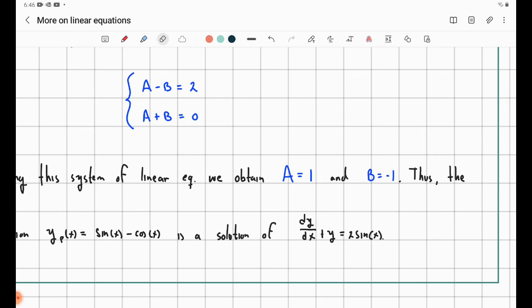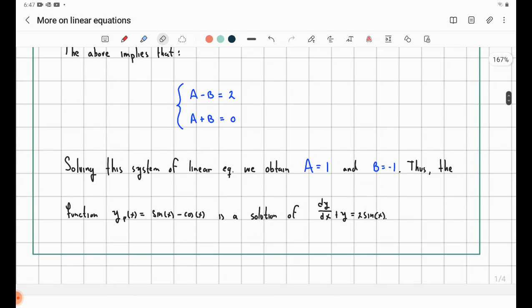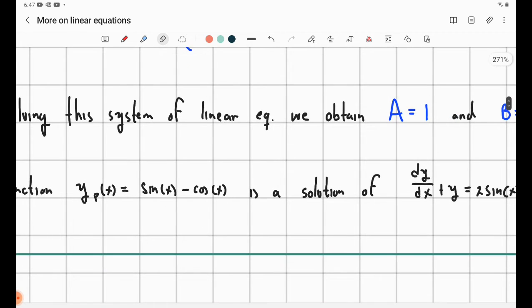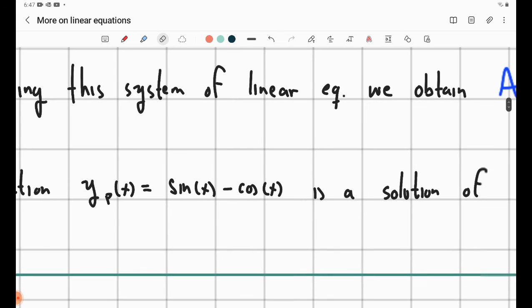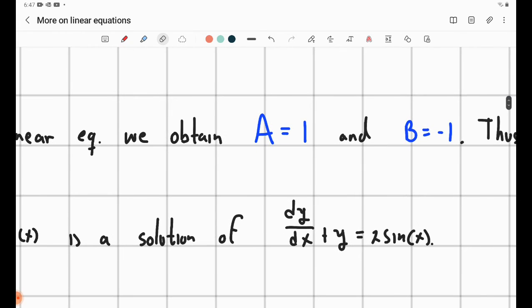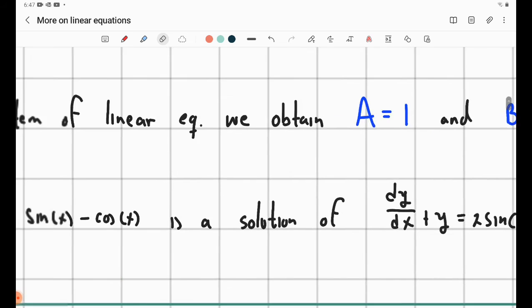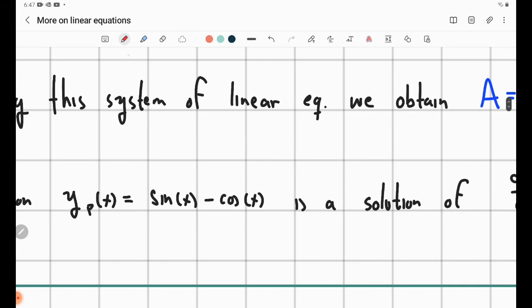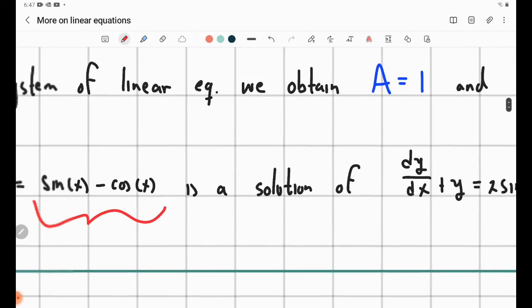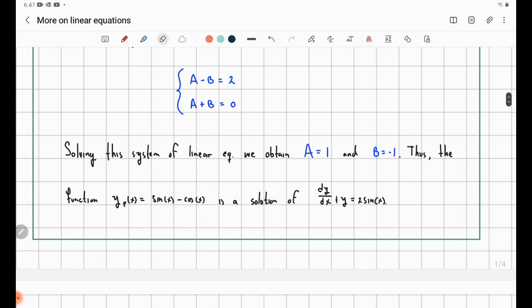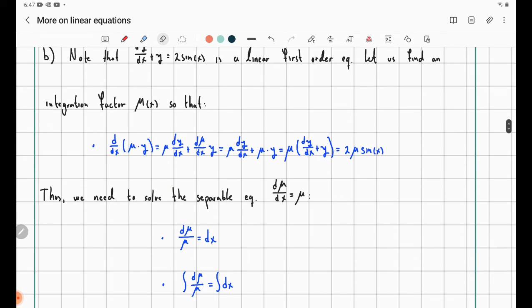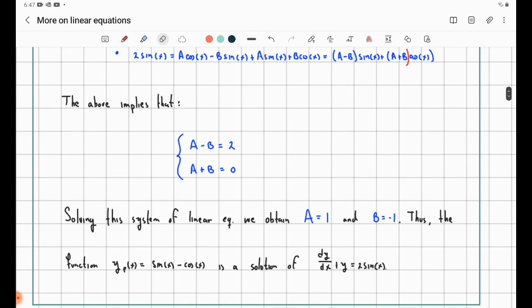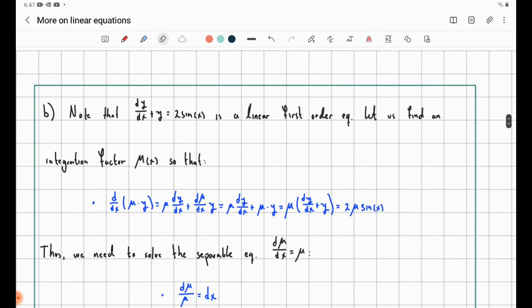In this particular case, the value of a is 1 and the value of b is minus 1. So if such a function y_p is a solution of our differential equation, then a and b are necessarily of this form: a equals 1 and b equals minus 1. This means that the difference between sine and cosine is a solution of the differential equation. This is the first part of the problem. Now let's find the general solution and compare it with the answer to the first question.